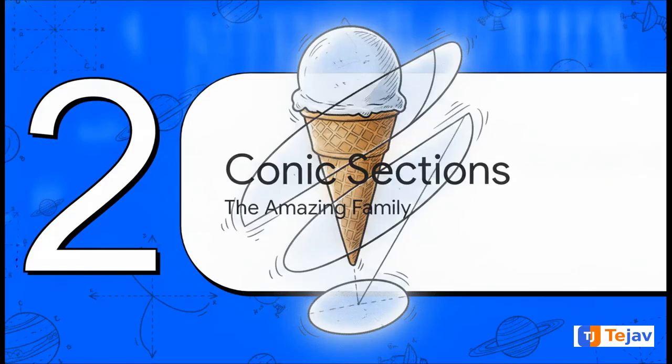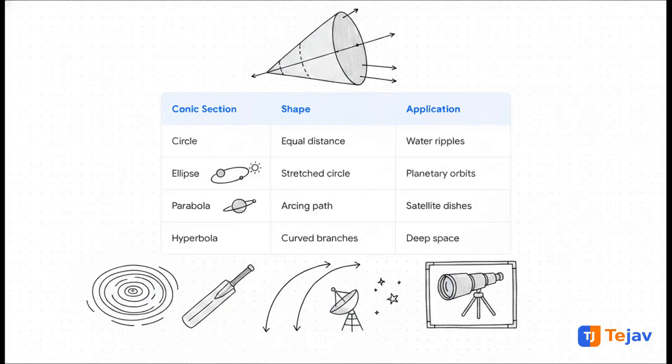Moving on to part 2, the conic sections family, or as I like to call them, the amazing family. Now, what's really interesting about this slide is how it maps mathematical concepts directly to real life. Imagine taking a glowing 3D ice cream cone and slicing it. Depending on the exact angle of your cut, these beautiful, complex curves emerge. A perfectly flat slice gives you a circle, which we see in things like water ripples. Stretch that circle into an ellipse, and suddenly you have the shape of planetary orbits.